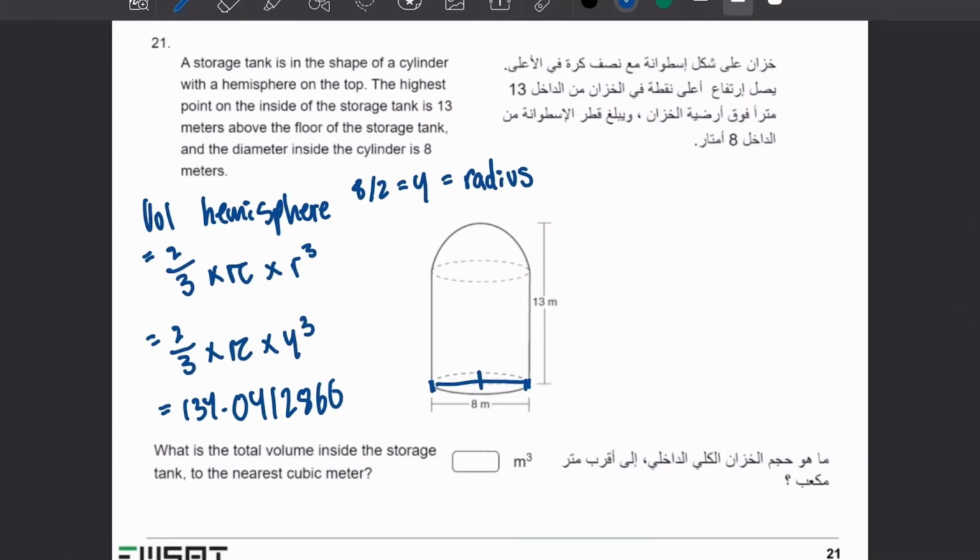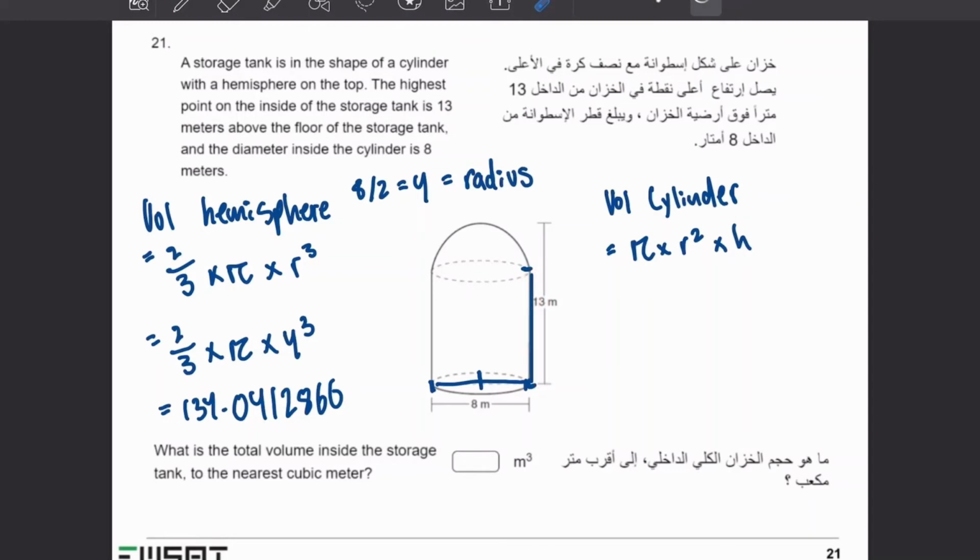Next up, we're going to find the volume of the cylinder. So volume of cylinder. And the equation for the volume of a cylinder is pi multiplied by r squared multiplied by the height. So the height would be from here to here, not from the top. So how are we going to find the height from here to here?